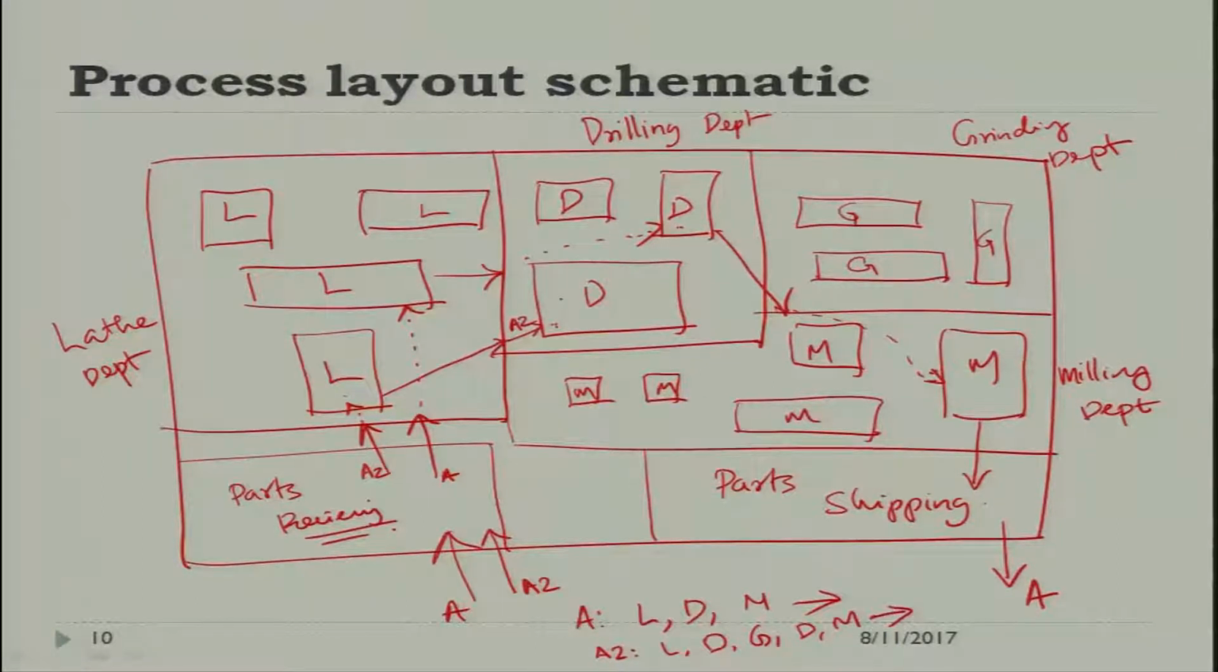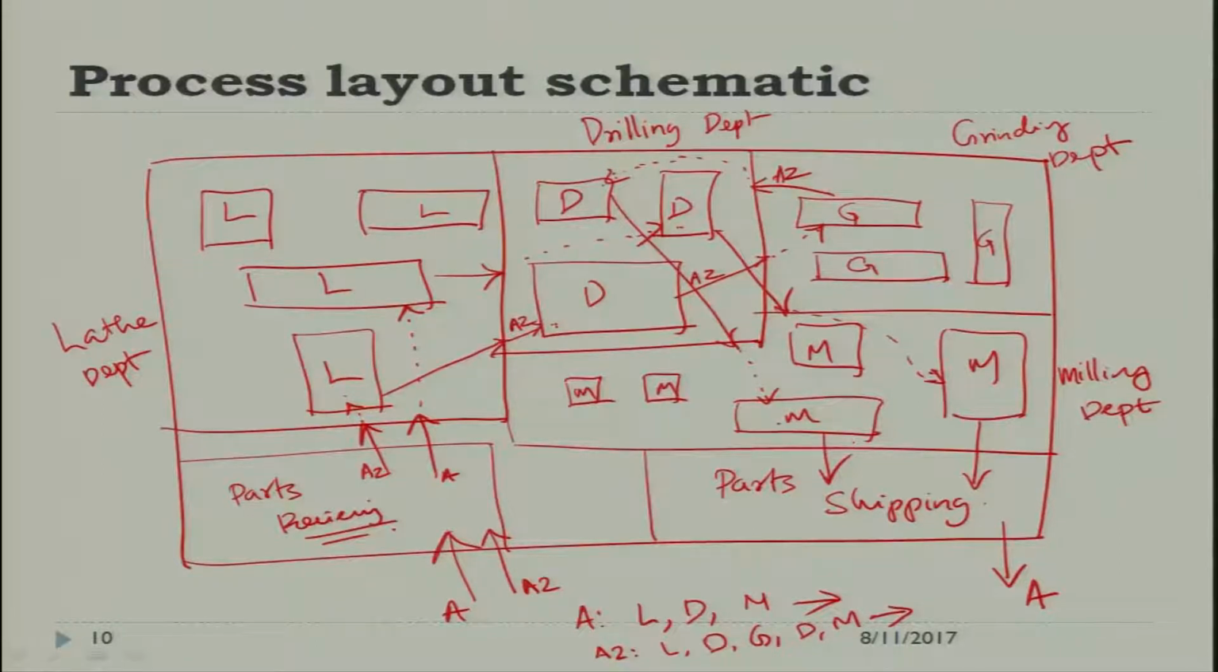Then it has to go to grind, so let us say it goes to the grinding department, and it is assigned to this grinding machine, so it goes here. So, this is A2 again, grinding department, and then it has to come back to the drilling department. Let us say it is assigned to this drilling machine, so it comes to this drilling machine. This is A2 again. Then from there it has to come to milling. So it will travel to the milling department, and let's say it is assigned to this milling machine, so it will come to this milling machine and then go out.